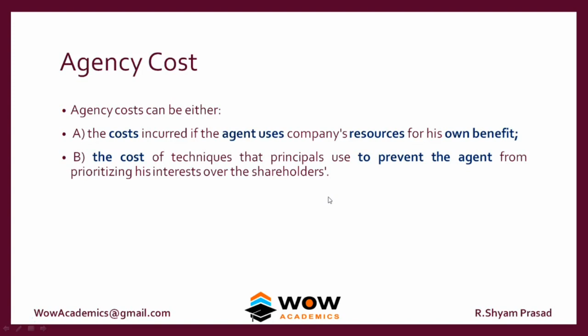Okay, this is a cost which is incurred if the company is not using any controlling activities to prevent that stealing. Or the second case is the cost of techniques that the principals use to prevent the agent from prioritizing his interest over the shareholders'. Assume the shareholders want to reduce the level of fraud by the CEO. They have to create another kind of checking mechanism.